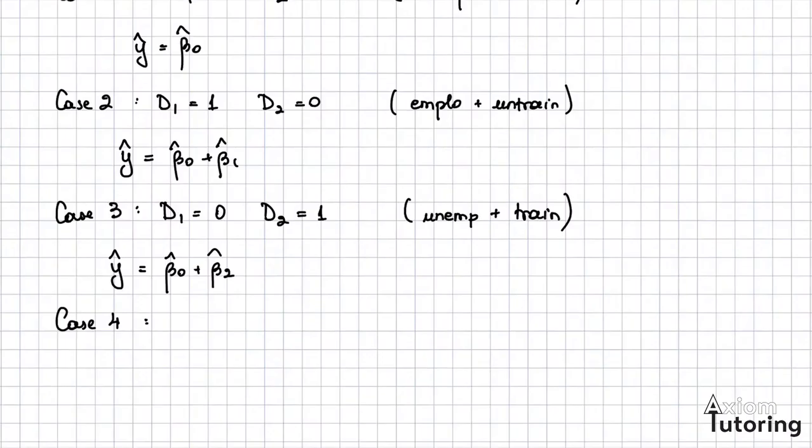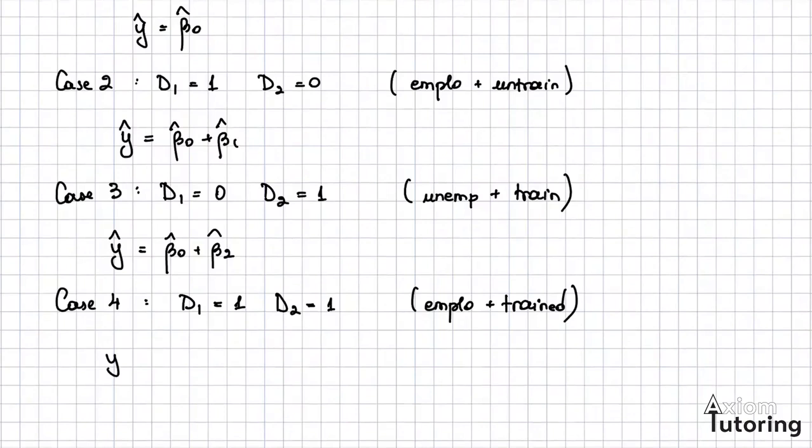And ultimately, case 4, because remember, we had 4 subgroups that were created, or these 2 dummies split the data set into 4 subgroups. So case 4 means D1 equals 1 and D2 equals 1, which means you're working with the subset of both employed and trained individuals. Your y hat is going to be equal to beta 0 plus beta 1 hat plus beta 2 hat plus beta 3 hat. Okay?